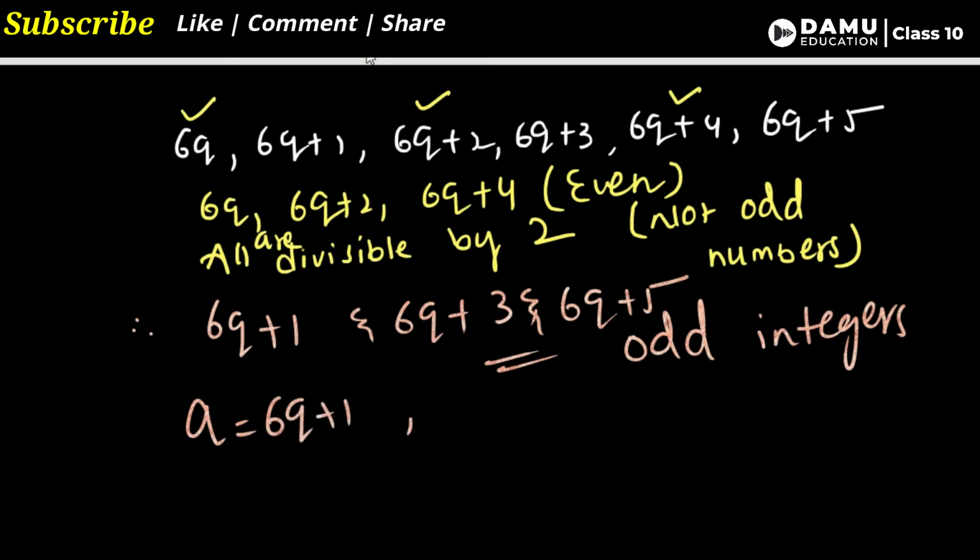Again, 6q plus 3, 6q plus 5. These are all odd integers, because they are not included in the even ones. So we can express that any odd integer is of the form 6q plus 1, 6q plus 3, or 6q plus 5, by using Euclid's division lemma.